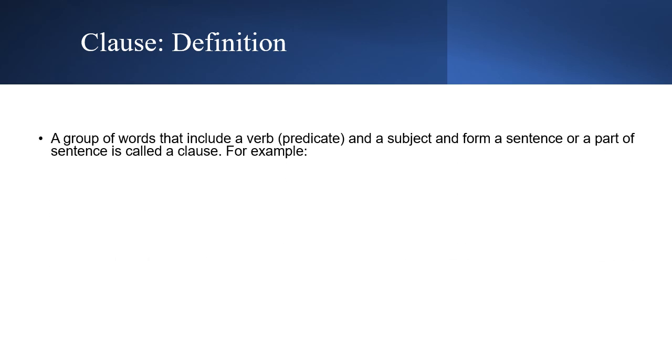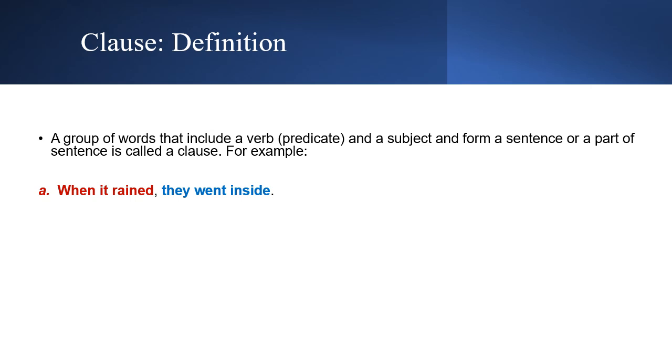So first of all, let's look at the definition of a clause. It's a group of words that indicate a verb, which is predicate, and a subject, and form a sentence or a part of a sentence, and this is called a clause. Basically what it means is that it's a sentence in itself, but it becomes a part of another sentence, so that's why it is called a clause. So if it is on its own, then it's a sentence, and if it is inside another sentence, or if it joins with another sentence to make a longer sentence, then it's a clause.